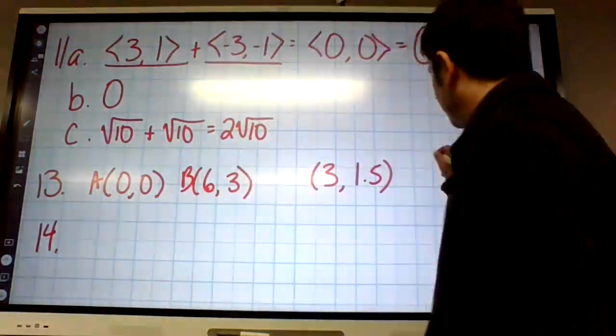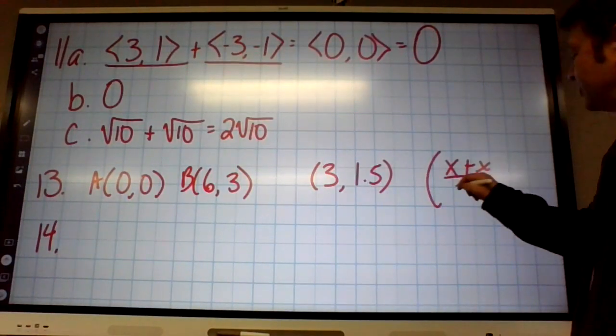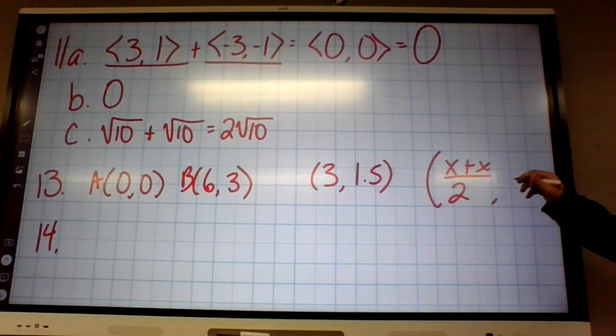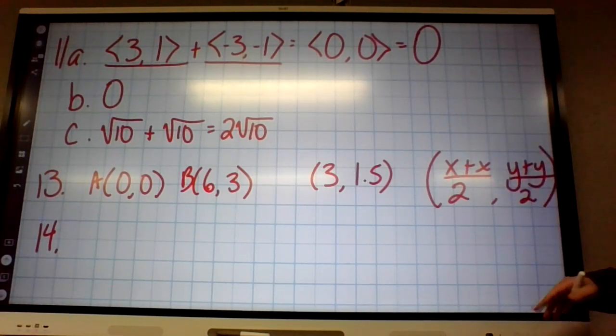The midpoint formula, you guys might remember, looks like this. You add the x's, divide by 2. You average them. You're averaging the x's. And then you add the y's and divide by 2.